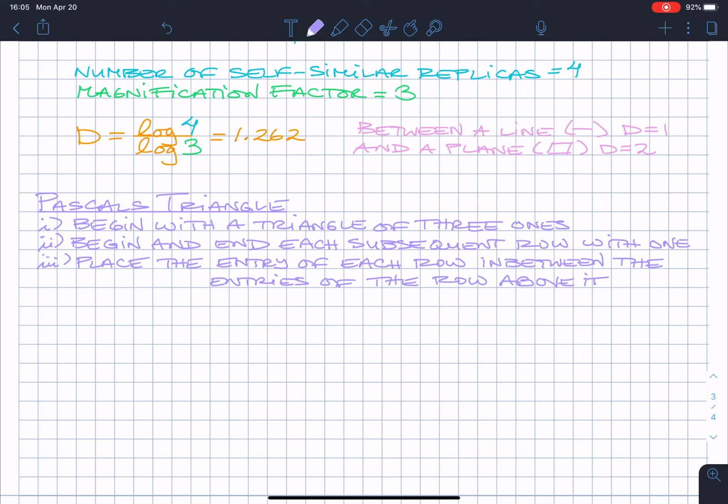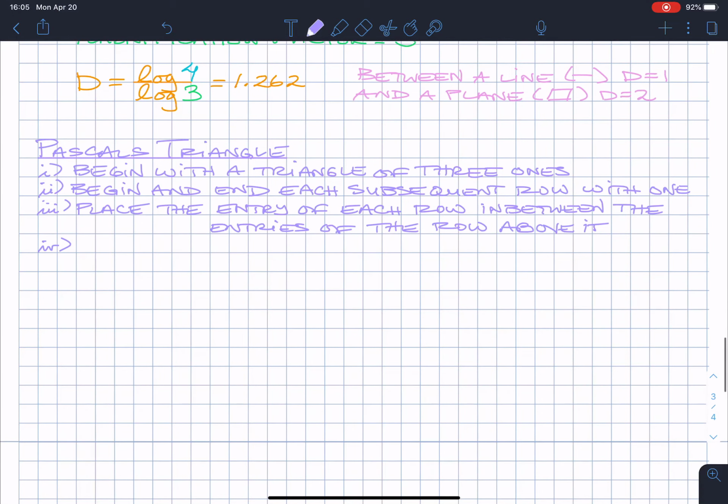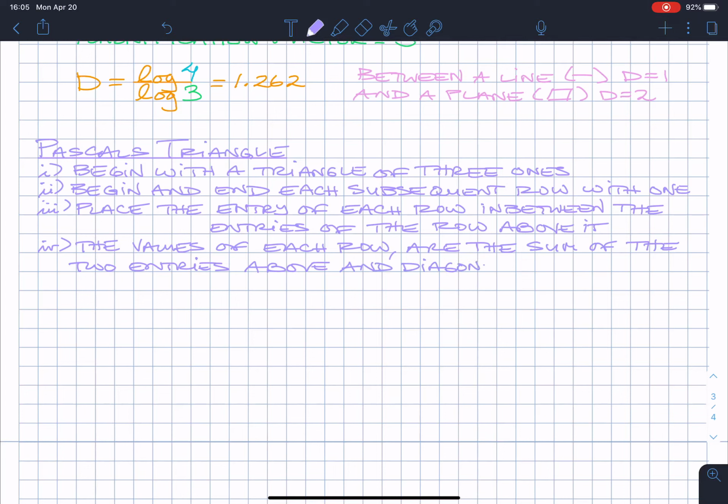And finally, the values of each row's entry are the sum of the 2 entries above and diagonal to it.